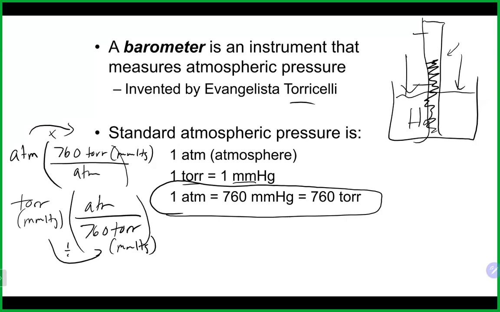So that is your two conversions there. The atmospheres will cancel. The torrs will cancel there on the bottom. So you're either going to multiply by 760 or divide by 760, depending on which way you need to go. Any questions on that there?